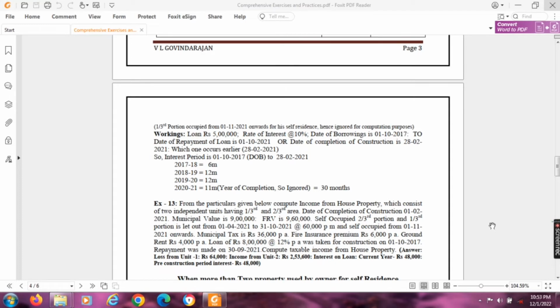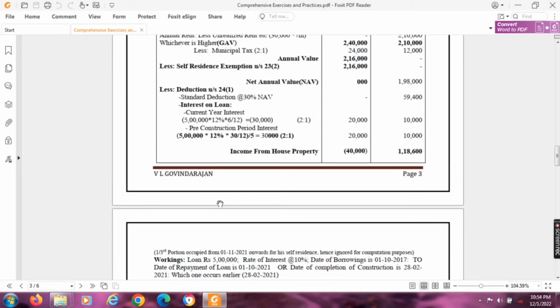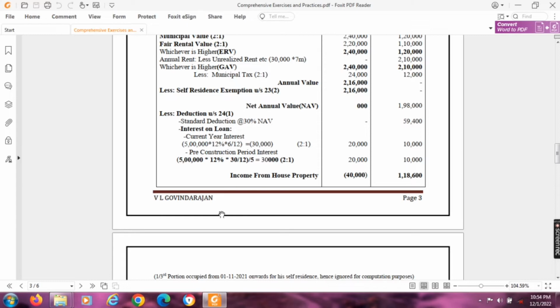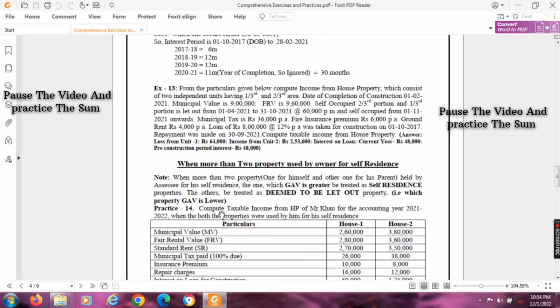So 6 months plus 12 months plus 12 months, totally 30 months. So interest equal to 5 lakh into rate 12% into 30 months. So 30 by 12 by 5 years, that means 60 months. This is also 30,000. This 30,000 also will be shared based on the area occupancy 2:1. So the loss from self-residence property is 40,000. Income from the let-out portion, 1/3 portion, is 1,18,600. In the same pattern, the listeners can practice exercise 13.